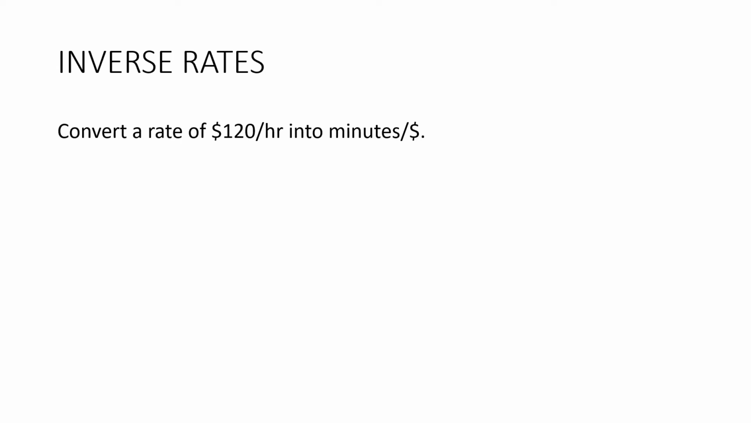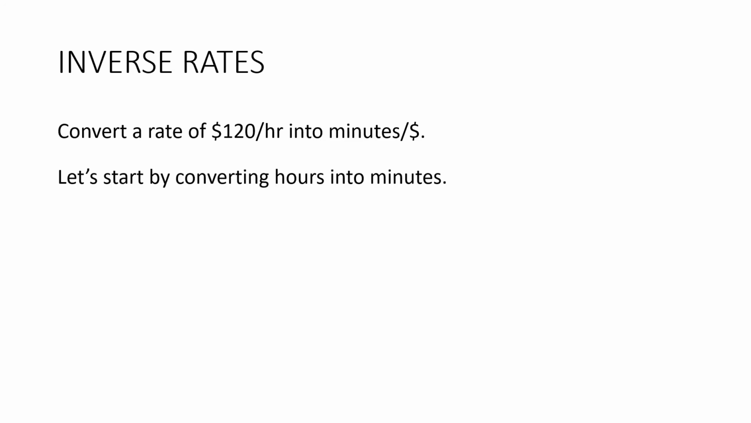Now there's such a thing as an inverse rate, and that's where the units are switched around. So have a look at this example. Here we've got dollars per hour. We want to change it into minutes per dollar. Can you see they're switched? Here we've got money per time period, and over here we've got time period per money. They're inverted. We also call that a reciprocal.